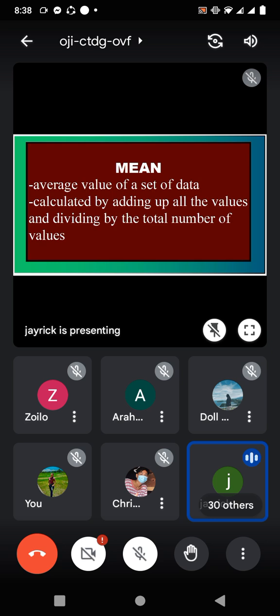Okay, let's have mean. Mean is the average value of a set of data. It is calculated by adding up all the values and dividing by the total number of values. Again, when we say mean, it is the average value. And how will we calculate this average value or mean? First, we have to add up all the values in the data set, and the result of adding all of these values will be divided by the total number of values. Now, based on my explanation, based on the definition of mean, let's have this example.